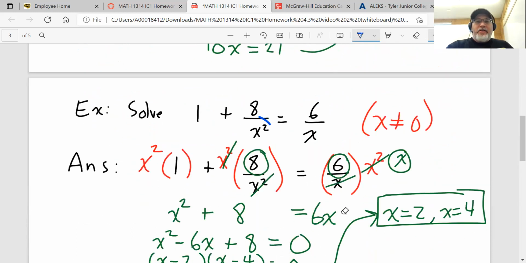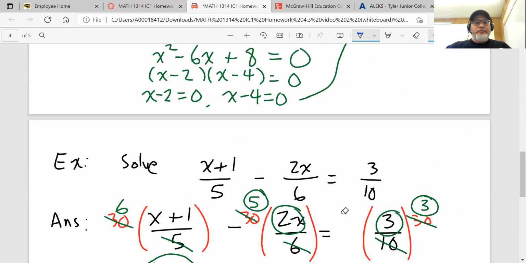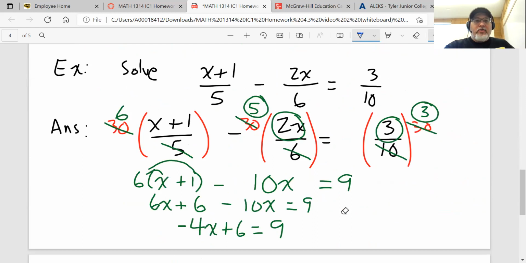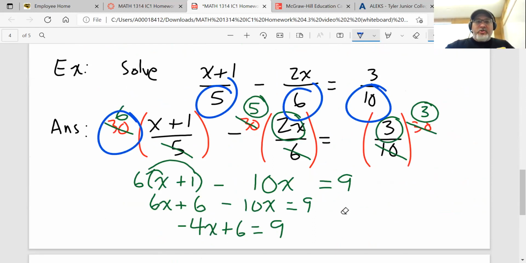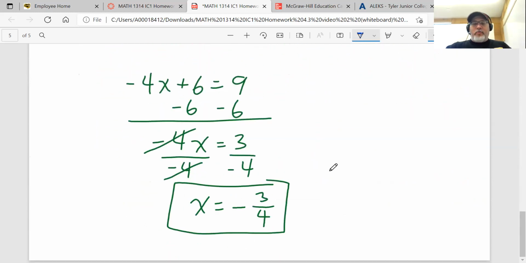In this one, our denominators were x squared and x, and the least common denominator was x squared. Here they were just numerical, 5, 6, and 10. And the least common denominator was 30. You don't have to use the least common denominator, but it sure keeps things a little bit more manageable.